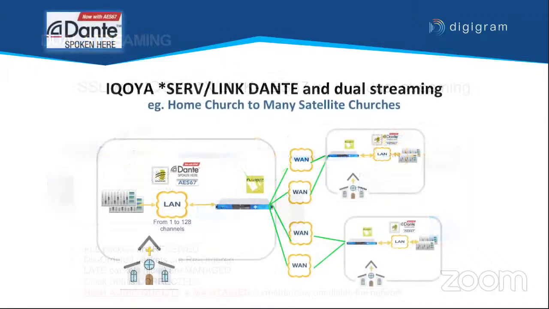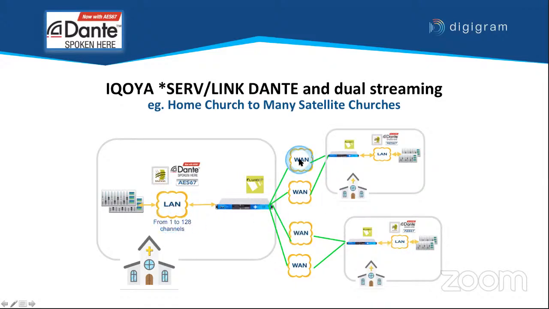Now, another way to show it is maybe a multi-campus scenario. So here we're showing a house of worship situation. Let's say the main campus is in Fort Lauderdale, Florida, and they have campuses in Tampa and Orlando, and they're doing a Dante network in their local campus. And they want to take not only a stereo mix of the service, but they literally want to take every audio channel that's discrete, including intercom and IFB, and send it to the other campuses.